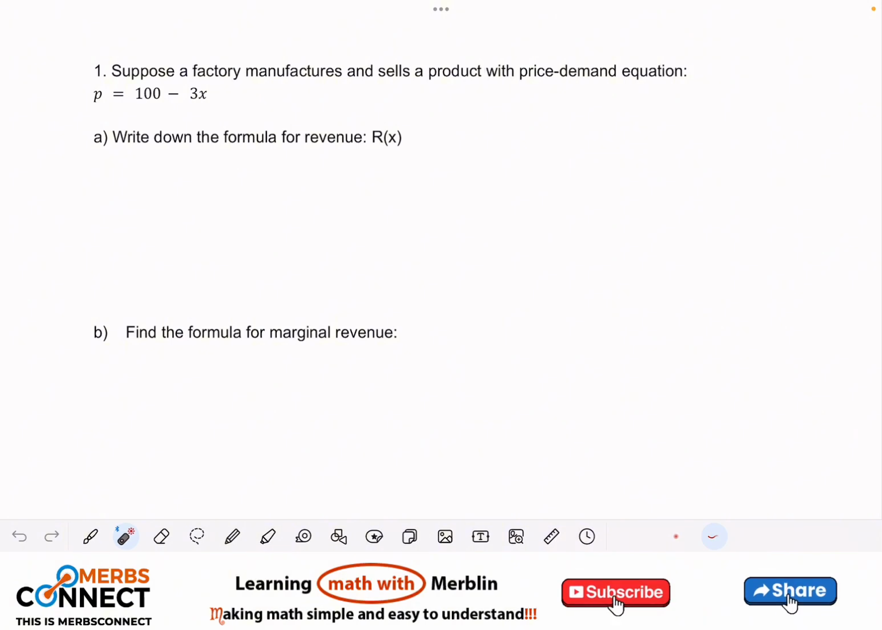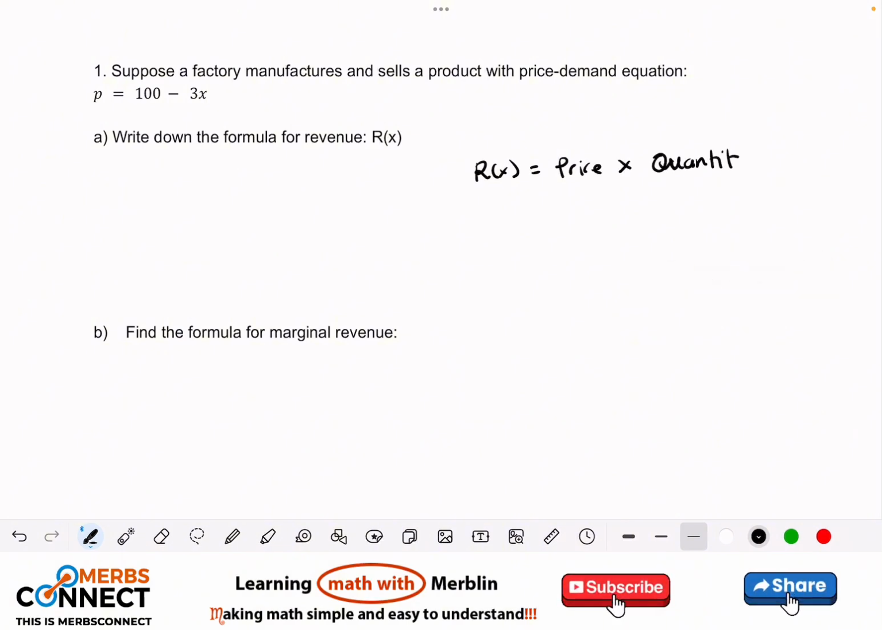And then the first question is we should write down the formula for the revenue. So what is the formula for finding the revenue? That's the first thing that we need to do. So revenue is equal to price times quantity. So that's the formula for finding revenue, right? But here quantity, we are going to make it X, and then this one is P. So we are going to have revenue equal to P times X.